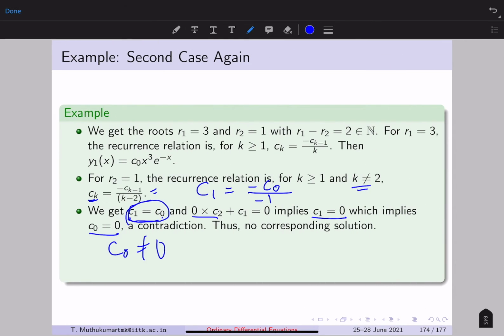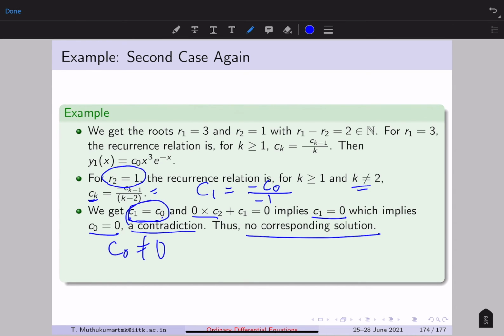So C0 is non-zero is a contradiction. So C0 equal to 0 cannot happen, which means that corresponding to R2 equal to 1, there is no corresponding solution. In the previous example, we were able to get a general solution corresponding to the second root R2, which is the smaller root. In this case, the smaller root is not giving you any solution.